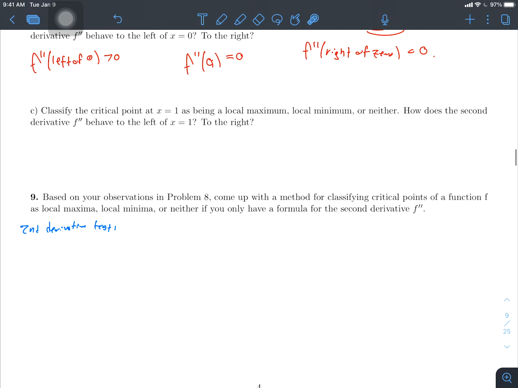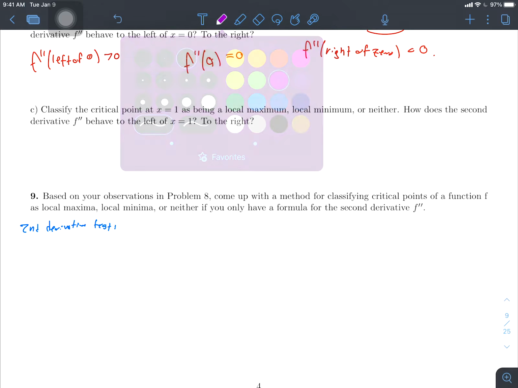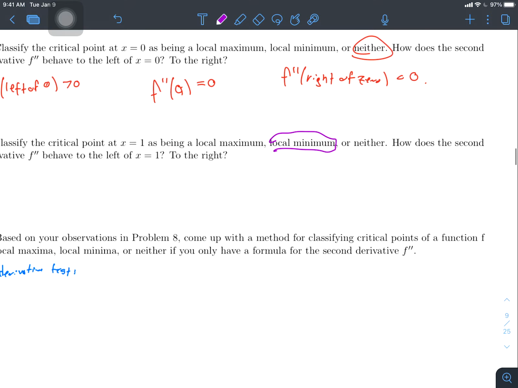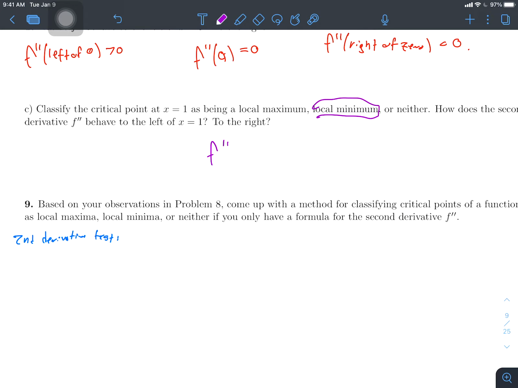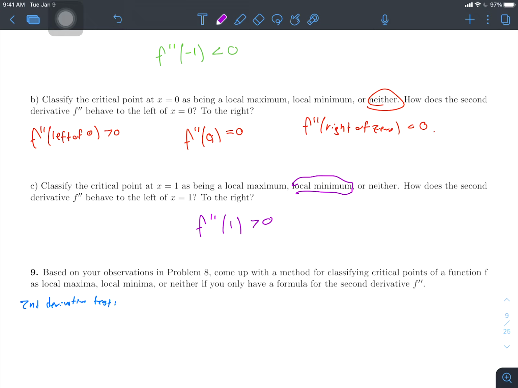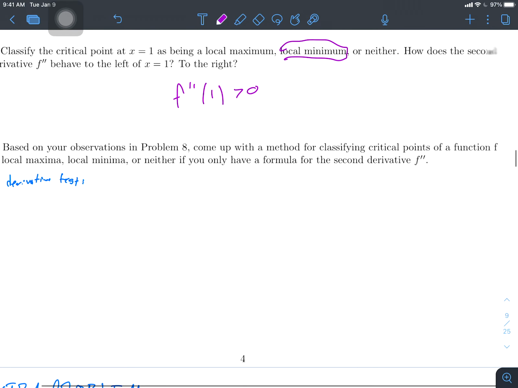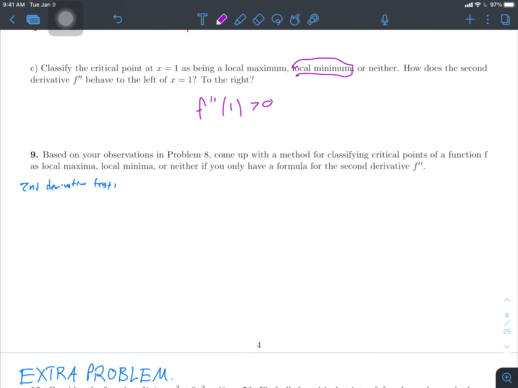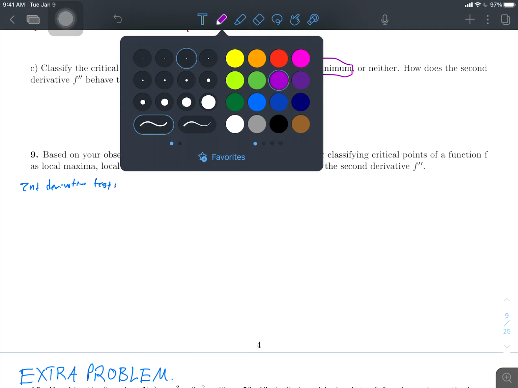Okay, let's check another one. So the one at 1, which I think I did with purple, was a local minimum, right? Did I circle the right one for the first one? Yeah, okay. Local minimum, and we noticed that f double prime of 1 was larger than 0, right? It was bending upwards. Okay, so based on our observations in problem 8, we are coming up with a method for classifying critical points of a function f as local maximums, minimums, or neither if you only have a formula for the second derivative f double prime. And the way it's going to work is as follows.